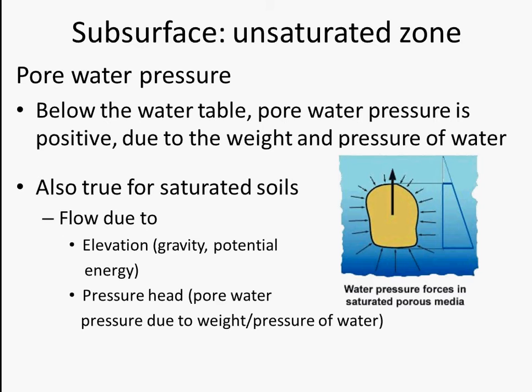This is also true for saturated soils. In a saturated soil, pore water pressure is going to be positive, and flow is going to be due to elevation above sea level. Again, it's like gravity and potential energy stored in water. And then pressure head, which is pore water pressure due to the overlying weight and pressure of water. So positive pressure.